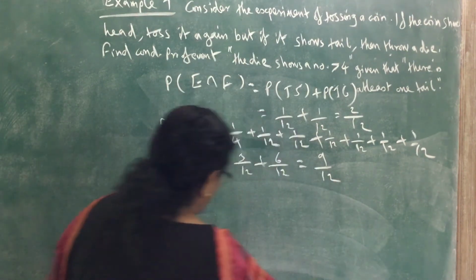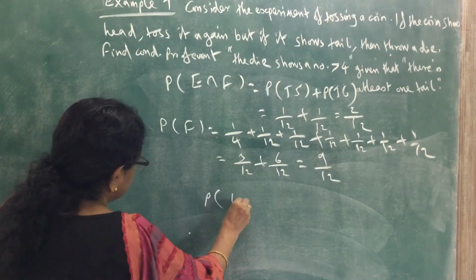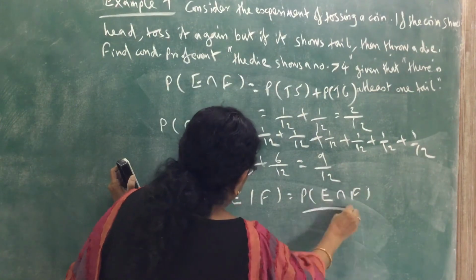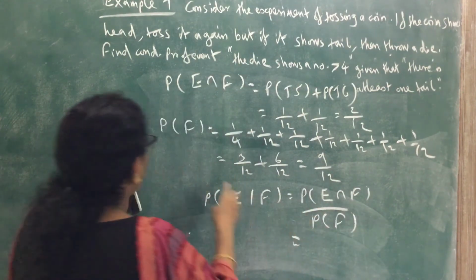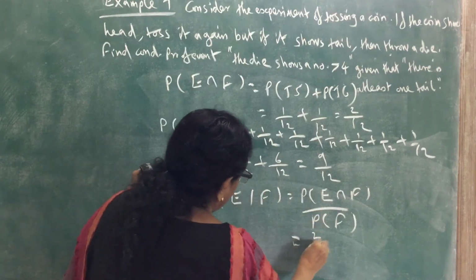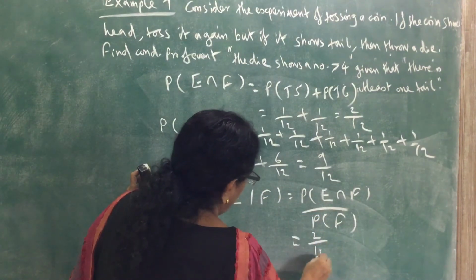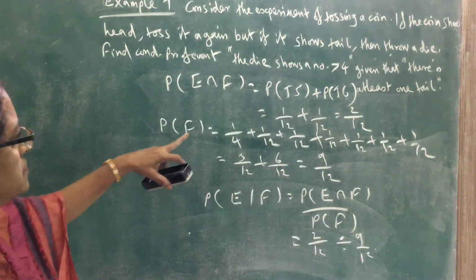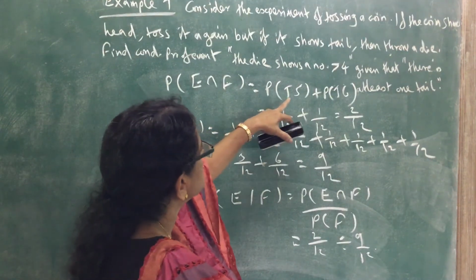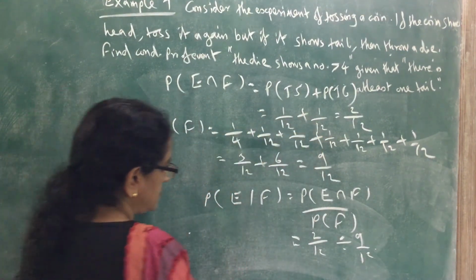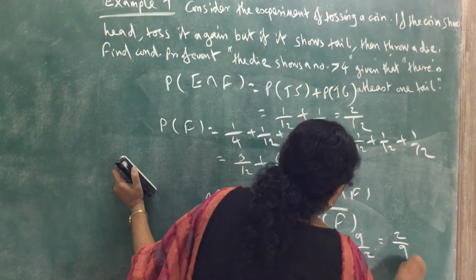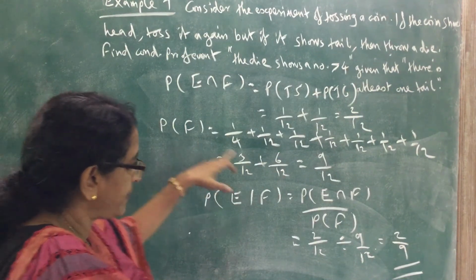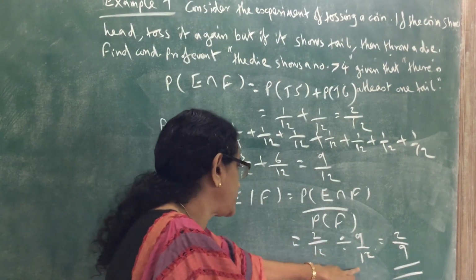Therefore, probability of E given F is equal to probability of E intersection F divided by probability of F. Probability of E intersection F is 2 by 12, divided by 9 by 12. That is equal to 2 by 9. So probability of E intersection F is 2 by 12, probability of F is 9 by 12. So 2 by 12 divided by 9 by 12 is equal to 2 by 9.